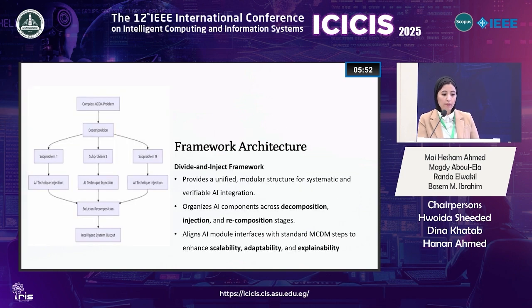As we see in the graph, we have a complex multi-criteria decision making problem. We go through the decomposition process: sub-problem 1, sub-problem 2, and so on until it ends. For every sub-problem we inject the suitable technique, and then aggregate, and then we have the final output. That is the idea of the framework: trying to get the best input to have the best output.